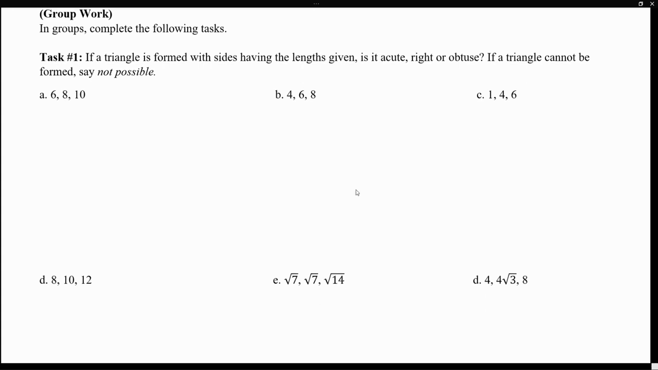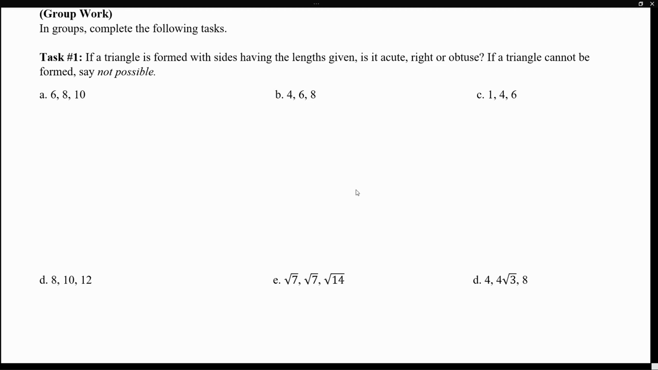So this task is asking: if a triangle is formed with the sides having the lengths given, is it acute, right, or obtuse? So what we want to do now is see what kind of a triangle we have here. Just because of the time that we do have right now, let's just do it verbally. First we have to check, do we have a triangle? Let's just check this real quick.